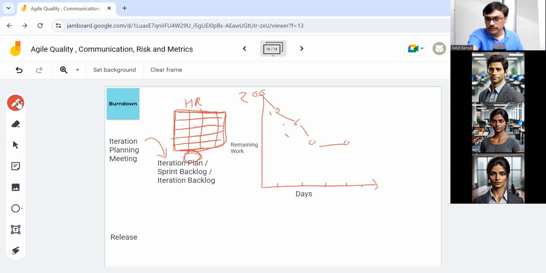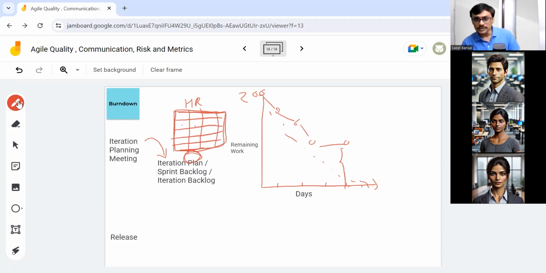Probably you thought that you will be finishing at this speed, you can have a linear line, but if you are at the final few days and this much work is left, then we know we need to do something about it, because we are not going to finish the whole work in this sprint. So we need to do replanning about that.